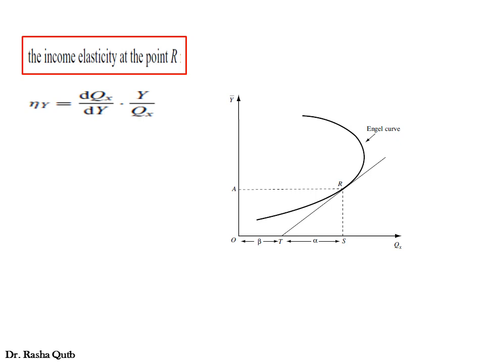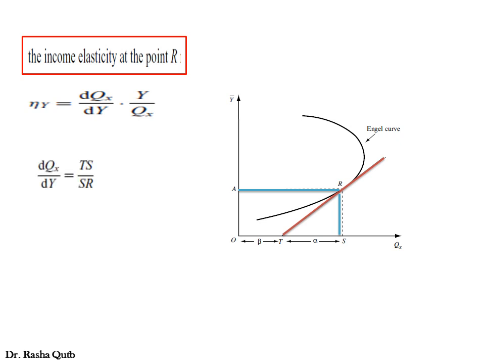First of all, we have to draw a line that is tangent to the point R, and as you notice from the graph, this line intersects the horizontal axis at the positive side. At point R, the income is measured by the distance OA, which is the same as RS, and the quantity consumed in this case is OS.